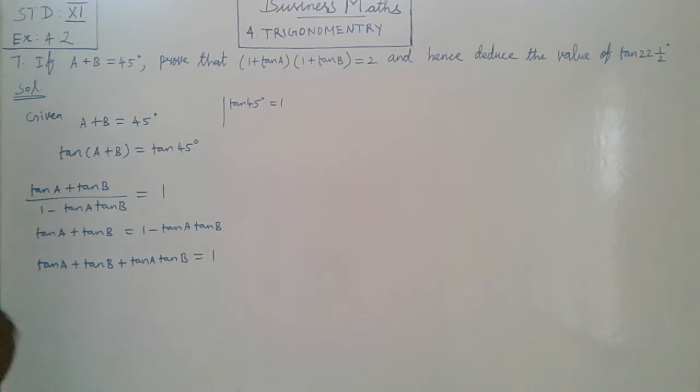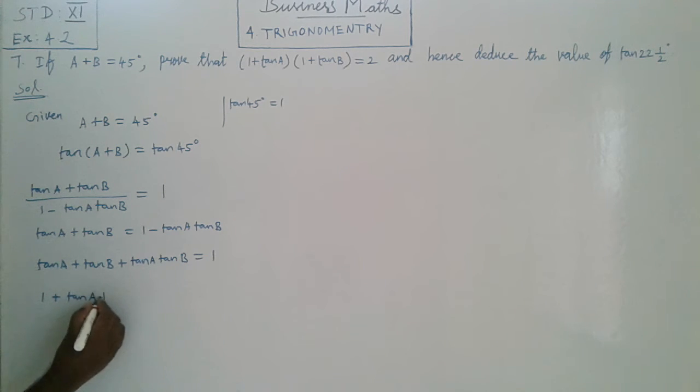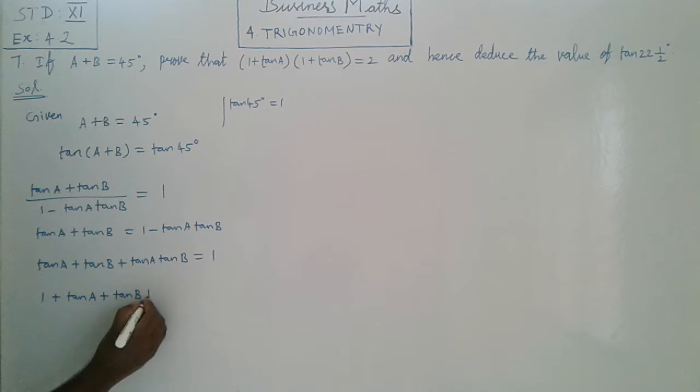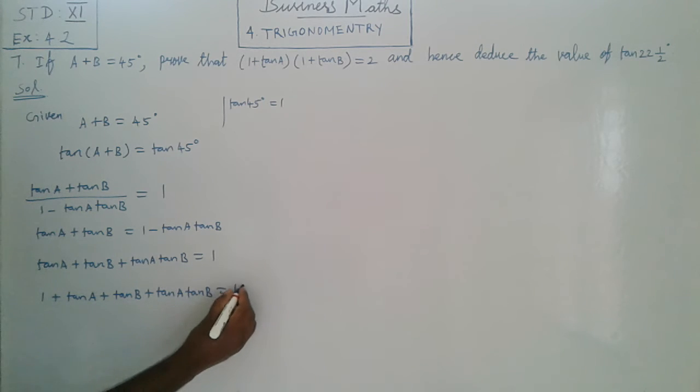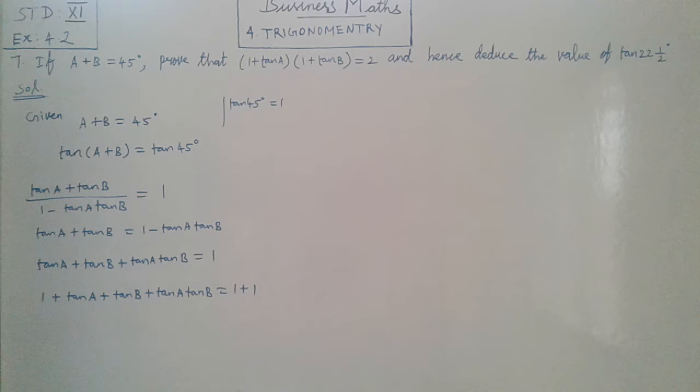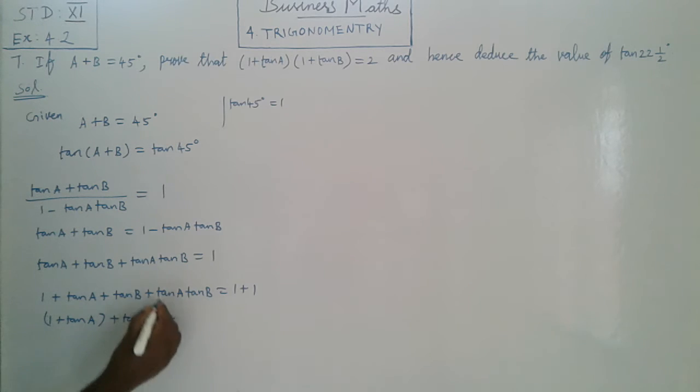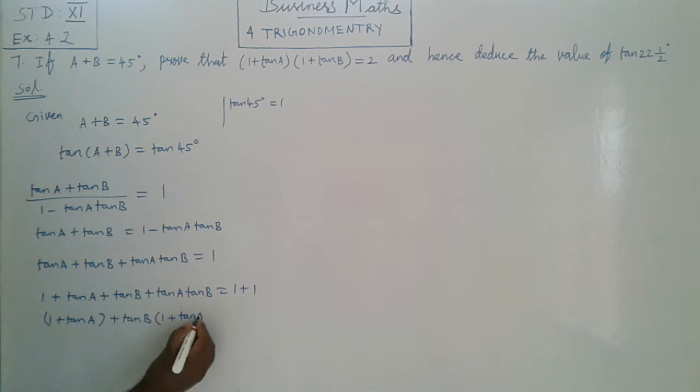You should add 1 to both sides. So 1 plus tan a plus tan b plus tan a into tan b equals 1 plus 1. Now 1 plus tan a, the one times, plus tan b is common in these two terms. What remains here is 1 plus tan a, tan b is common, then 1 plus 1 is 2.